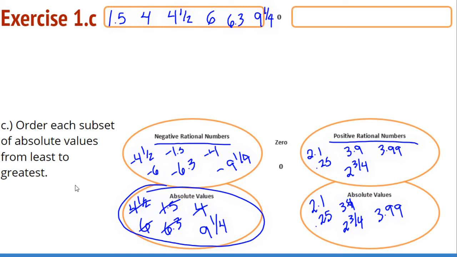Okay, positive rational numbers from least to greatest. I've got the 25/100ths, I've got the 2 1/10, 2 3/4, 3 9/10, and 3 99/100ths. So I have them in order from least to greatest.